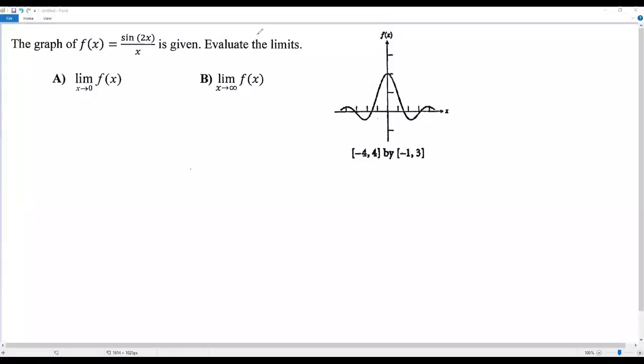Here we have an AP Calculus AB problem. Okay, let's go to the information. The graph of f of x equals sine of 2x over x is given. Evaluate the limits. The first one is the limit as x approaches 0 of f of x, and the second is the limit as x approaches infinity of f of x.